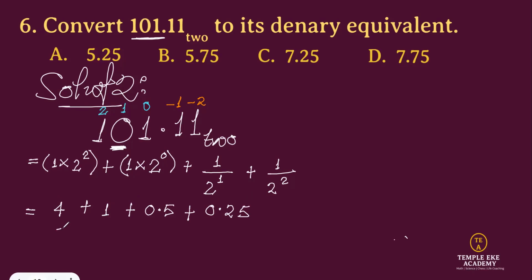So by adding this together, we get the final answer. 4 plus 1 is 5. 5 plus 0.5 plus 0.25 gives us 5.75. Our final answer. This is in base 10. Very simple. And that is actually option B, as we can see.